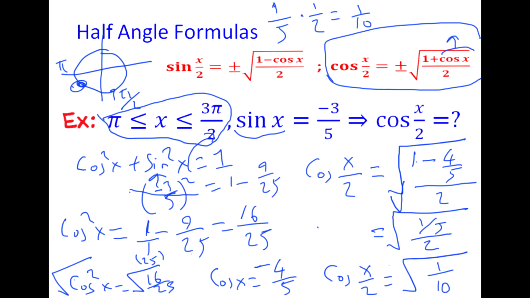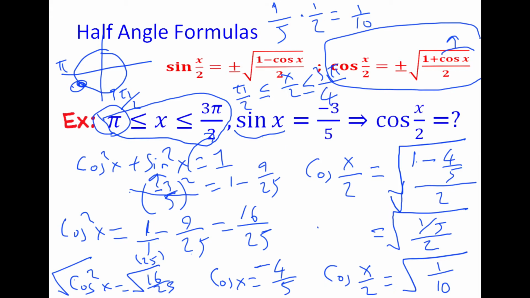Again, it's going to be positive or negative, right? Because x is in the third region, okay? Half is going to be in the second region. You can think of it in this way. For example, this is pi, right? Divide pi by 2, it's going to be pi divided by 2, right? So pi divided by 2 is less than or equal to x divided by 2, which is less than or equal to, dividing this by 2 also, 3 pi divided by 4, right?